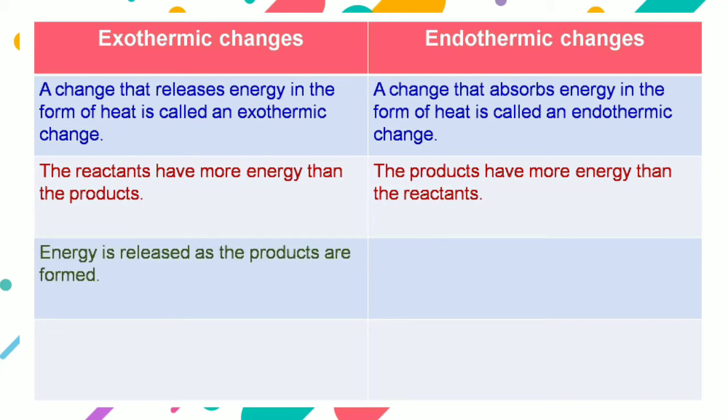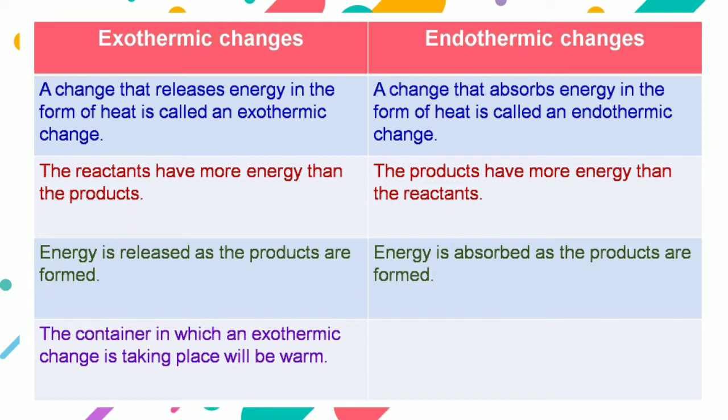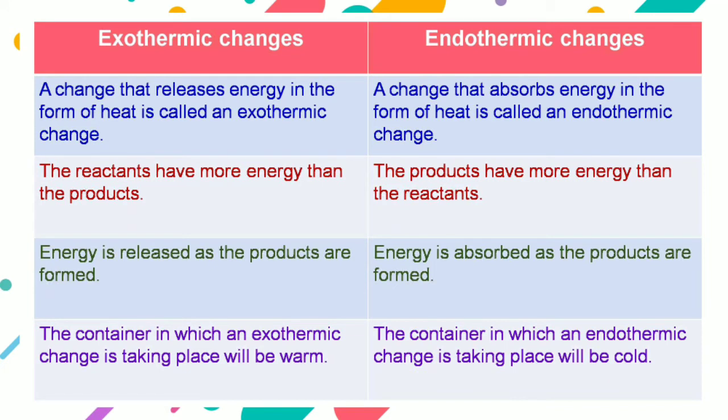During an exothermic change, the energy is released as the products are formed. But during an endothermic change, the energy is absorbed as the products are formed. Since heat energy is evolved or released to surroundings during exothermic change, therefore the container in which an exothermic change is taking place will be warm. And since heat energy is absorbed from surrounding during an endothermic change, therefore the container in which an endothermic change is taking place will be cold.